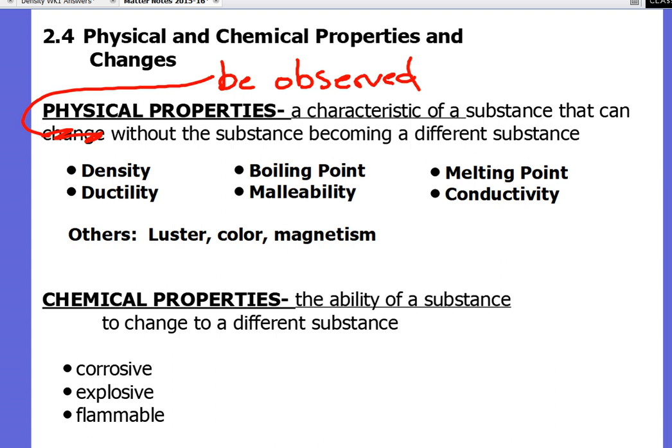Okay, physical changes and chemical changes. So these things are pretty easy.